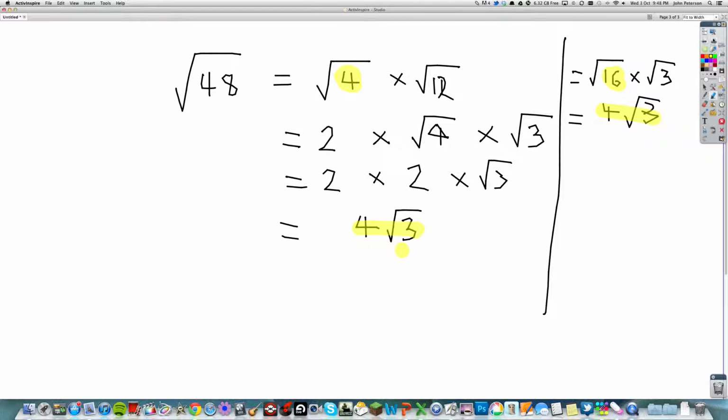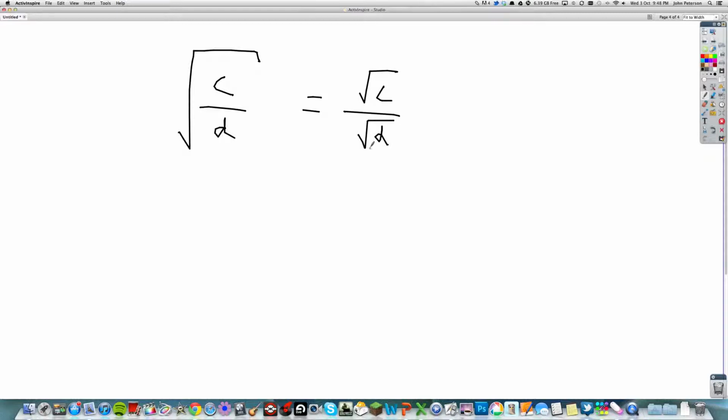The other rule that's going to be important to us is division. It's exactly the same for division, and I'll use C and D this time. What we're going to say is the square root of C over D is exactly the same as the root of C over the root of D. Again, this is more useful in reverse.